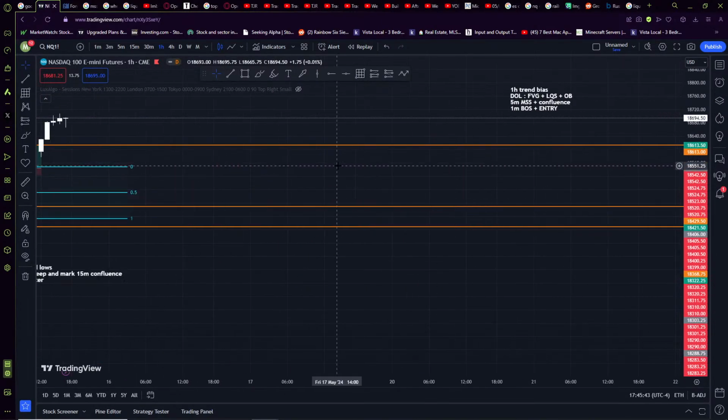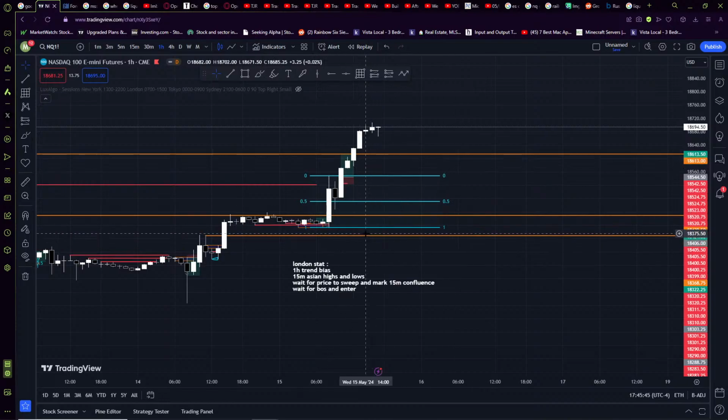Or you could do the 2 to 3 confluence, where the liquidity sweep is 1, break of structure, okay, 2, and then one more thing, and then you're done. Then execute.